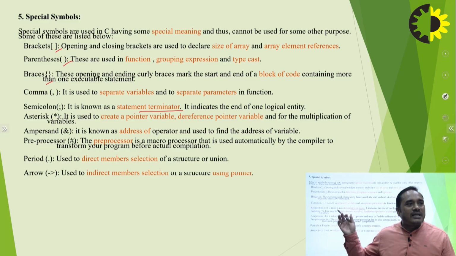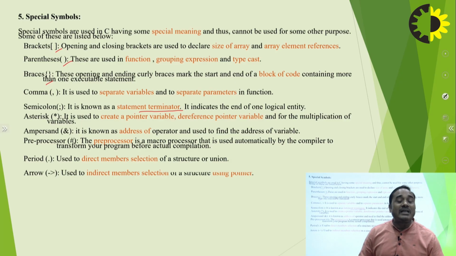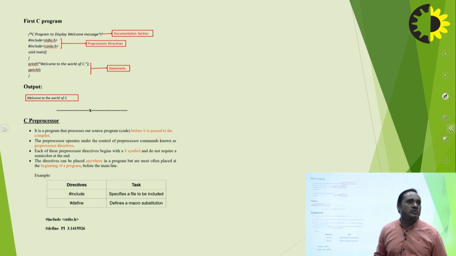The asterisk is used to create a pointer. If you are going to create a pointer to a character, just put the asterisk before that particular character, and that shows the pointer. So they are basically used for different functions. I am not going to discuss them in detail.